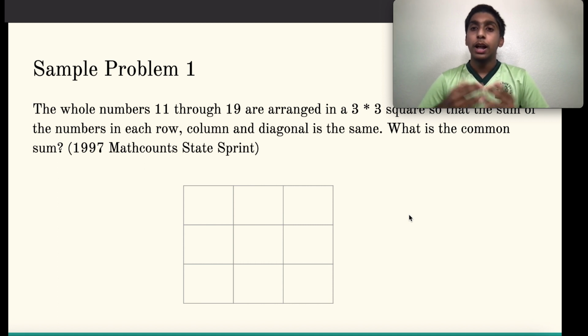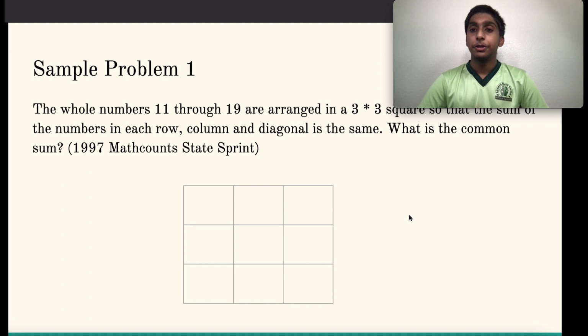So I'll give you a little hint on this one. When they say that the sum of the numbers in each row, column, and diagonal are the same, they're referring to a magic square. So this is a magic square, and 11 through 19 are consecutive counting numbers. So we learned a formula regarding this. Take a minute here to pause the video and try to solve this by yourself and see if you can figure out how to do this using the formulas that we learned earlier on in the video.